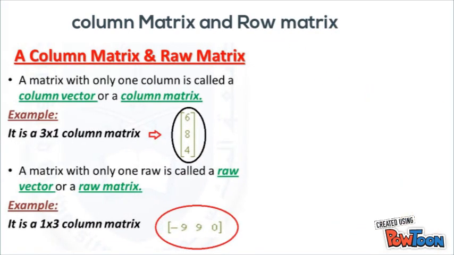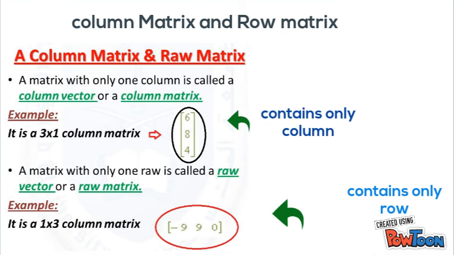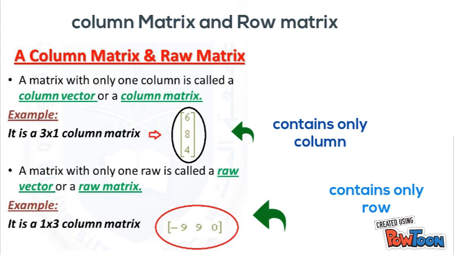First is column and row matrix. Friends, as you understand by the name, if a matrix contains only row elements, then it is called a row matrix. Likewise, if a matrix contains only column elements, then it is known as a column matrix. As you see in the example, I have marked the column matrix by a black circle and the row matrix by a red circle.